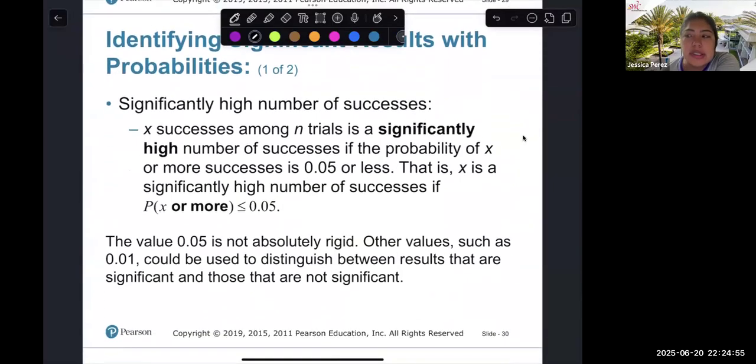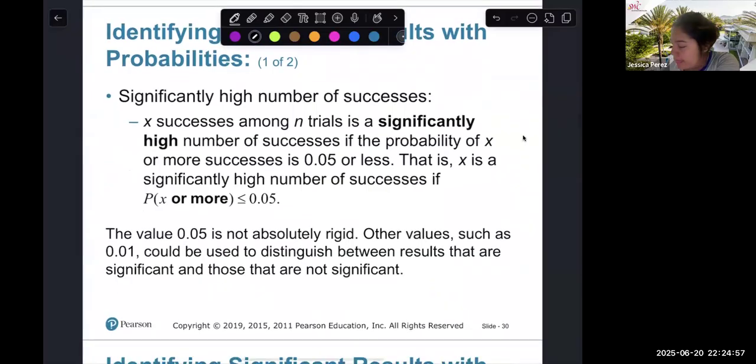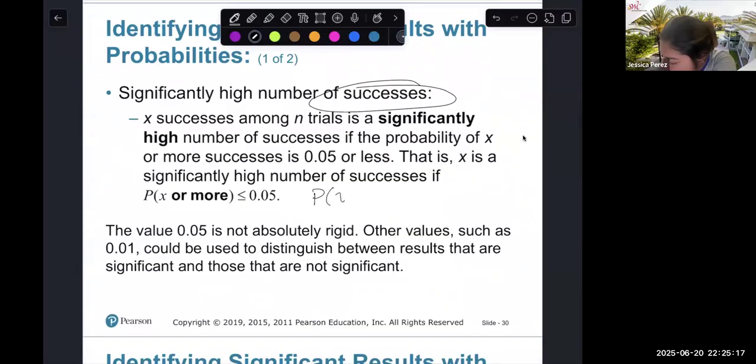Now, identifying significant results with probability. Significantly high number of successes. Now let's look at the differences. Now we're looking at the number of successes. X successes among N trials is a significantly high number of successes if the probability of X or more is 0.05 or less. That is, what's the probability of X or more being less than or equal to 0.05.